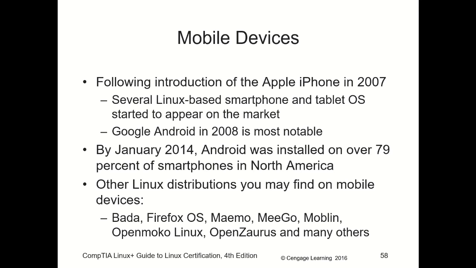You have the mobile devices. Following the introduction of the Apple iPhone in 2007, several Linux-based smartphones and tablets started to show up in the market. Google Android in 2008 is the most notable. By January 2014, the Android was installed on over 79% of the smartphones in North America. Other Linux distributions you may find on mobile systems are Bada, Firefox OS, and a lot of others.